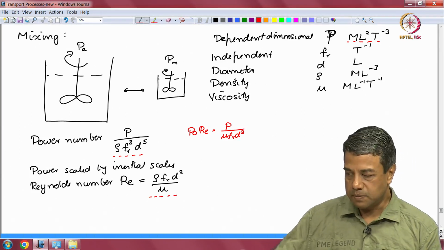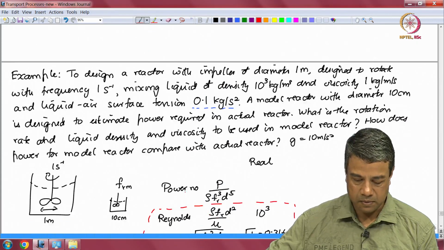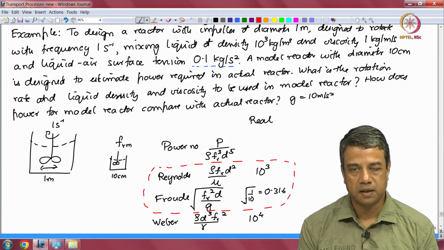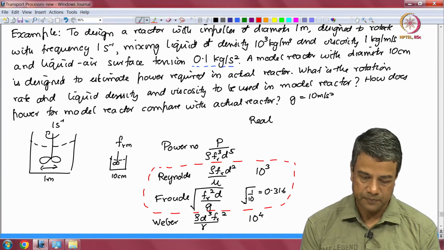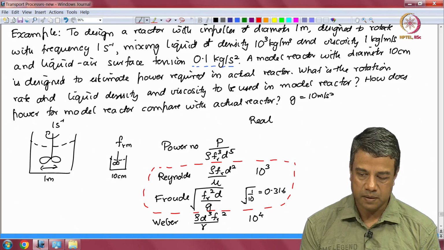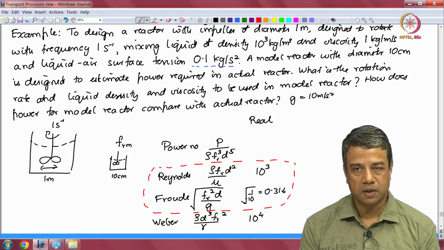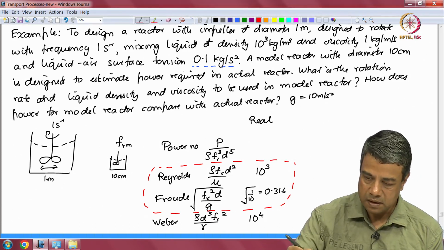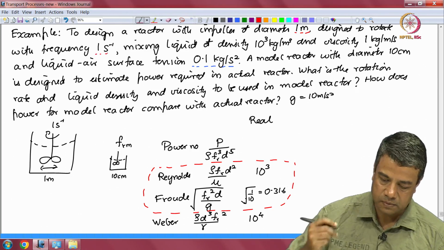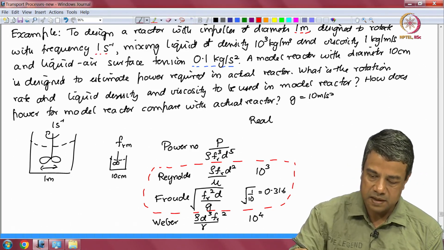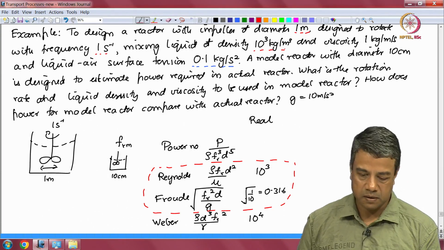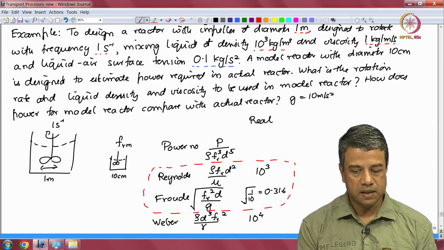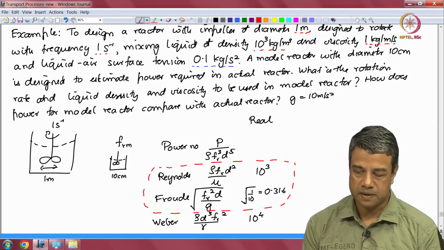So, we did an example where we calculated what was the power required for the actual reactor, how it was related to the power required for the model reactor. That is a reactor with an impeller. We want to design one with diameter 1 meter to rotate at a frequency of 1 second inverse, mixing a liquid of density 10 to the power 3 kg per meter cubed and viscosity 1 kg per meter per second, and liquid air surface tension was 0.1 kg per second squared.